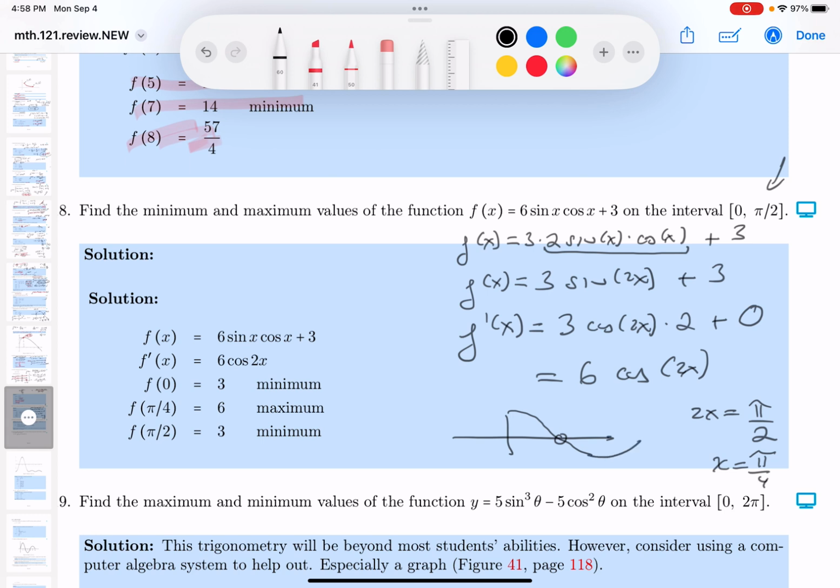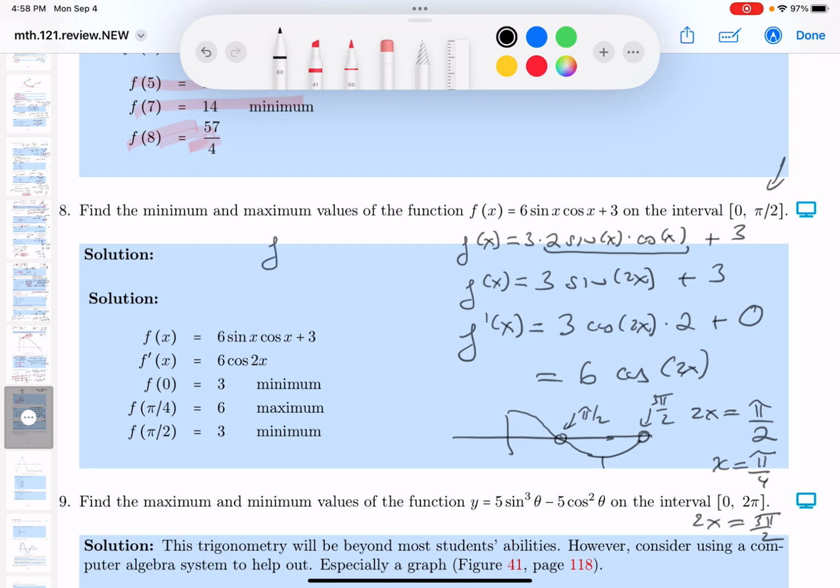The next place it becomes 0, by the way, is at 3 pi over 2. That's going to be 2x equals 3 pi over 2. And I hope you realize if I did that, that would be x equals 3 pi over 4. And 3 pi over 4 is definitely off that interval. So I've only got basically 3 things to look at at this point.